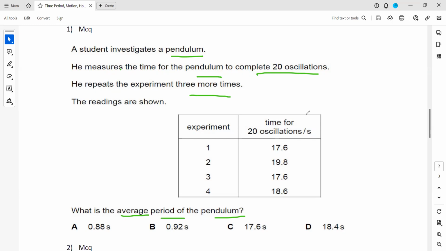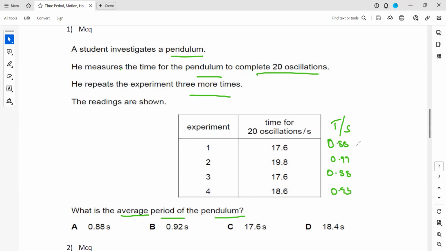So it is like 17.6 divided by 20, which is 0.88. That is the time for one oscillation. 19.8 divided by 20, 0.99. 17.6 divided by 20, 0.88, and 18.6 divided by 20, that is 0.93.